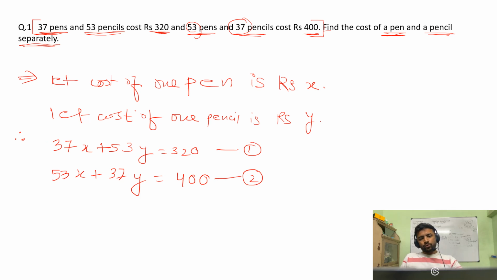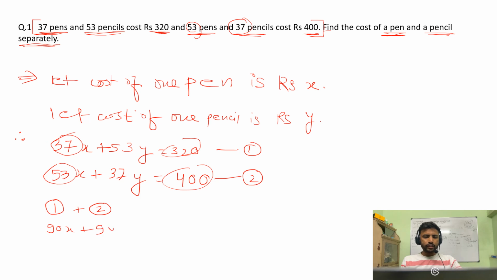Now what we have to do, first of all we have to simplify these equations, because here the coefficients are very large numbers, 53, 37, and here we have 320, 400. So in such a situation, first we will add these two equations, so 1 plus 2. So 1 plus 2 will be 37 plus 53 is 90, so it will be 90x plus 90y is equal to 320 plus 400, which is 720.